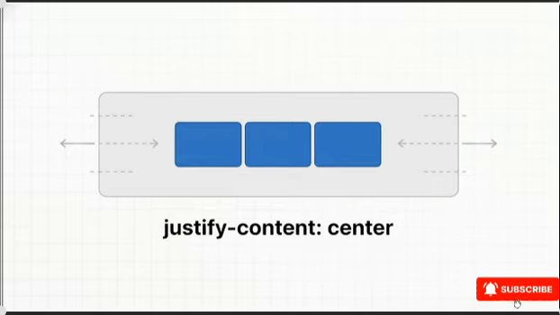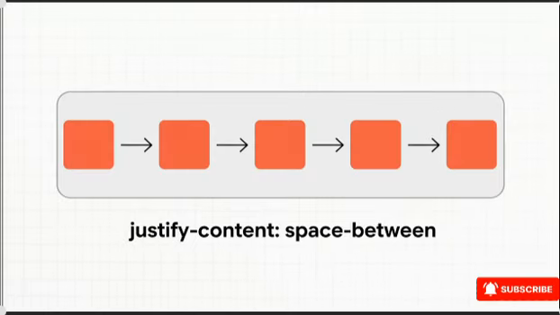Now change that one word to center and look what happens. Just like that, the items huddle together and move right to the middle of the main axis. Remember that centering problem we talked about? Well, this is the first half of the solution. It really is that easy. And this one is probably one of the most useful. Space between. Look what it does. It takes the first item and pushes it to the very start, takes the last item and pushes it to the very end, and then it distributes all the leftover space evenly between the items. This is absolutely perfect for things like navigation bars.